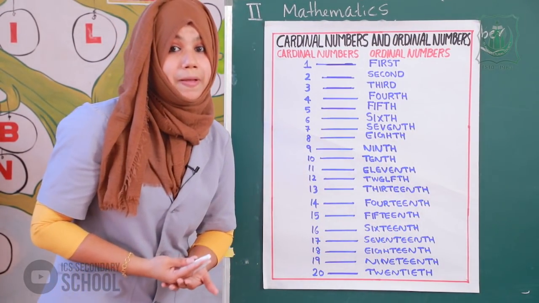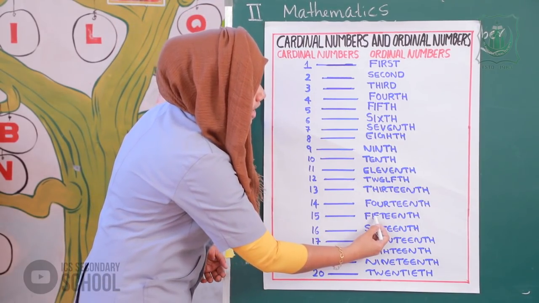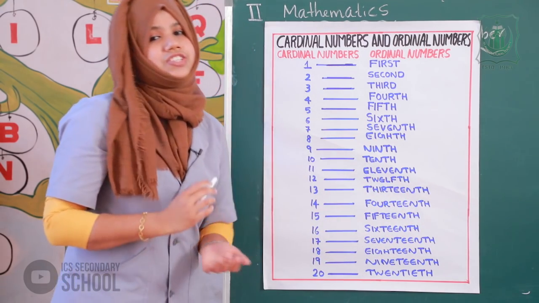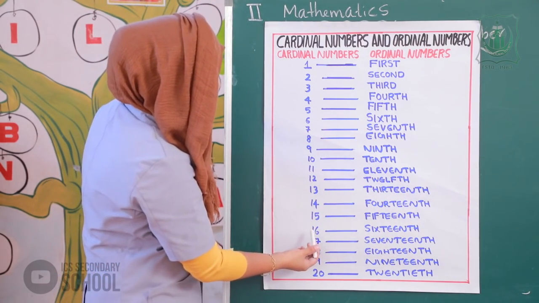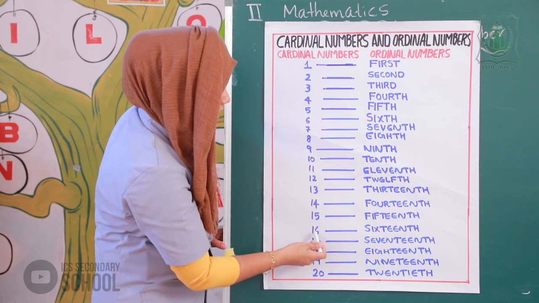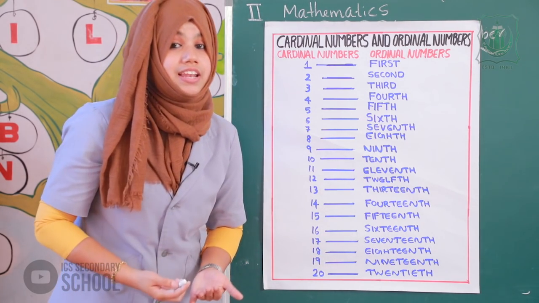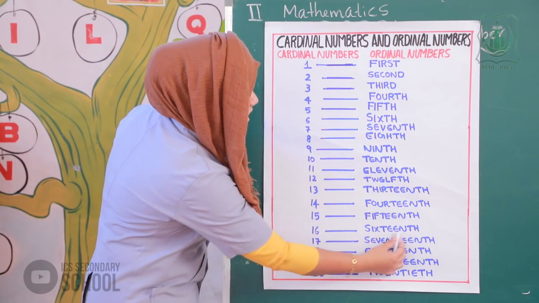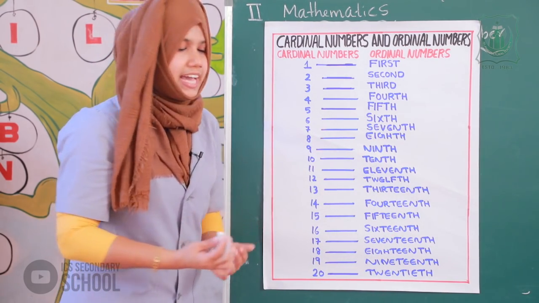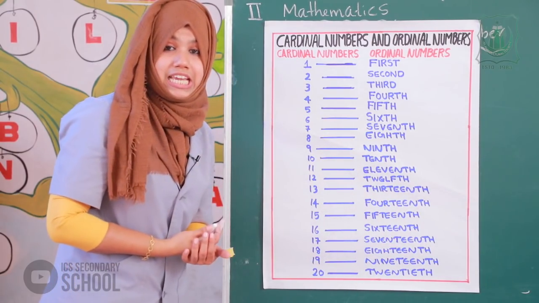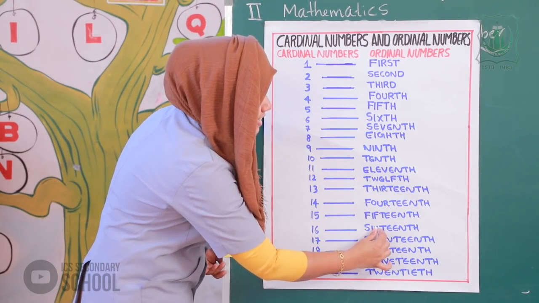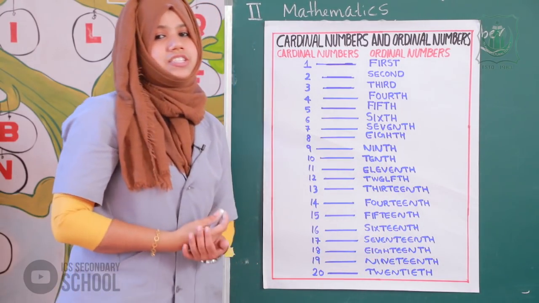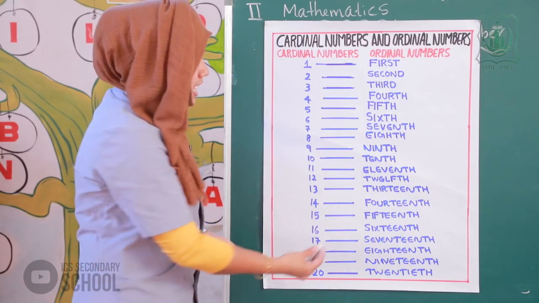F-I-F-T-E-E-N-T-H. Okay. Next is the cardinal number 16. The cardinal number is 16 and the ordinal number is 16th. Okay. What is the spelling of 16th? S-I-X-T-E-E-N-T-H.